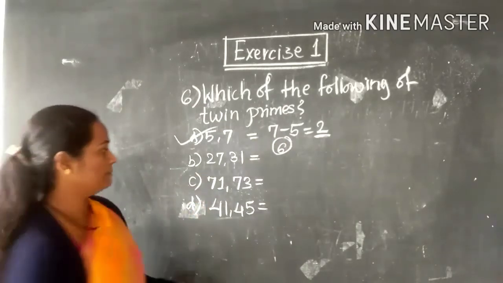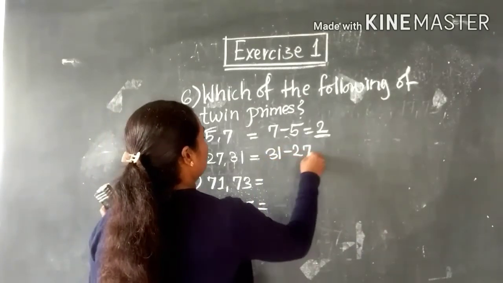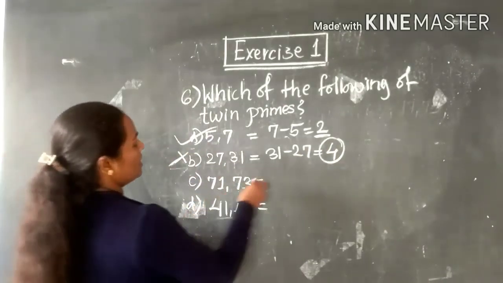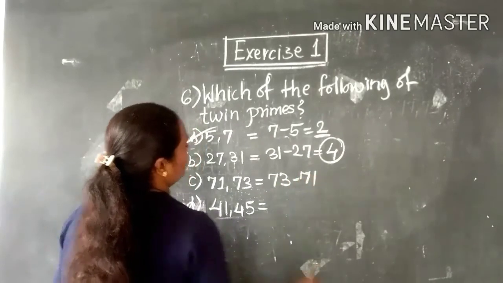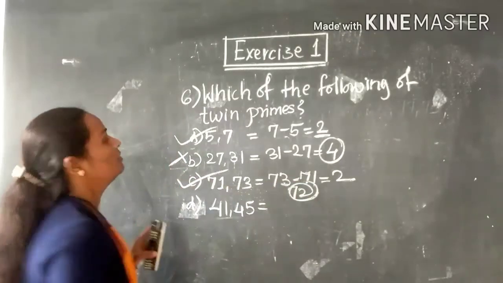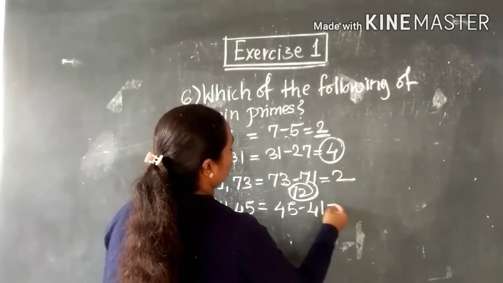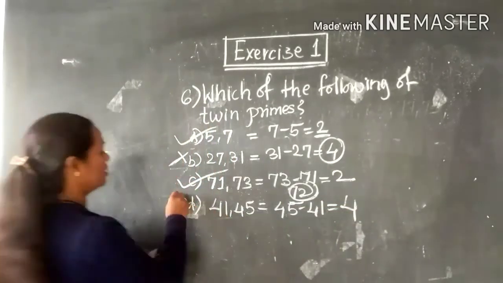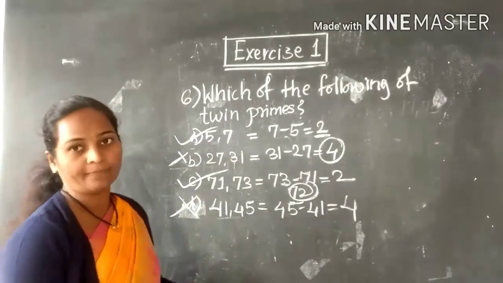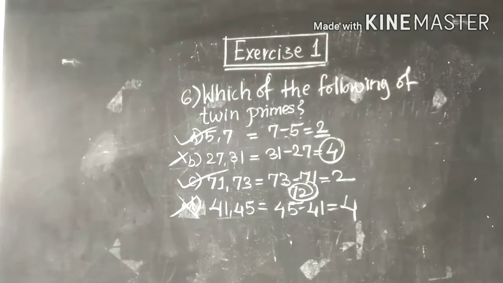Next, we see 31 minus 27. We got a difference of 4. That means it is not a twin prime pair. Here 45 minus 41, we have also got 4. This is not a twin prime pair. In this way, we have solved question number 6. Now we will move towards the next question.